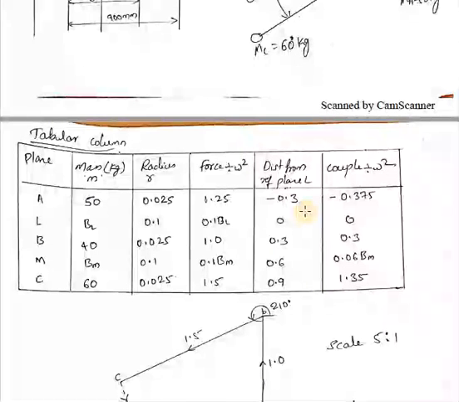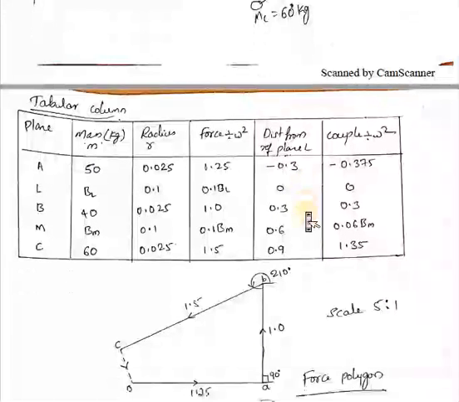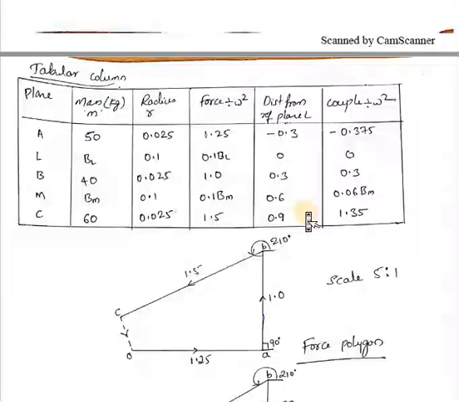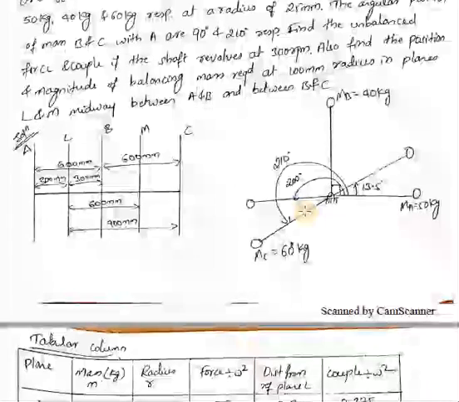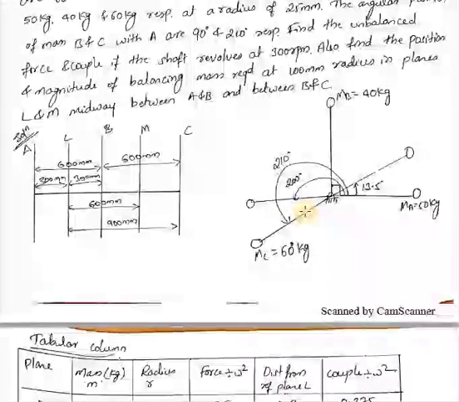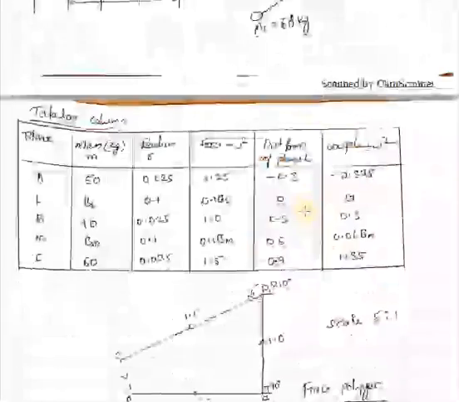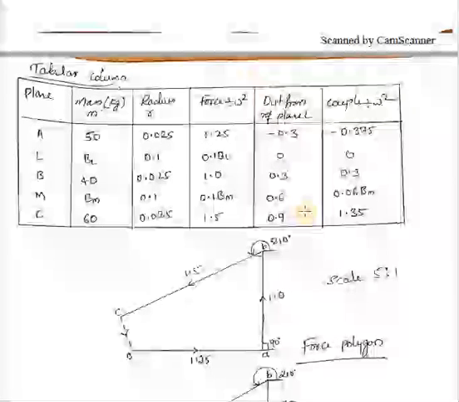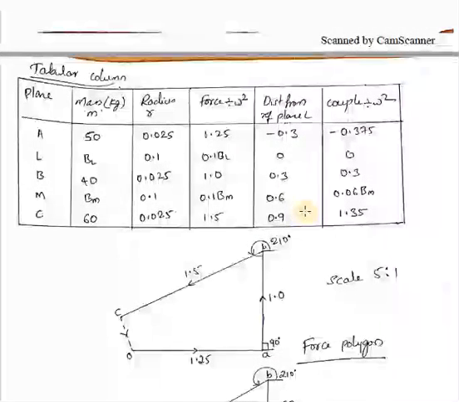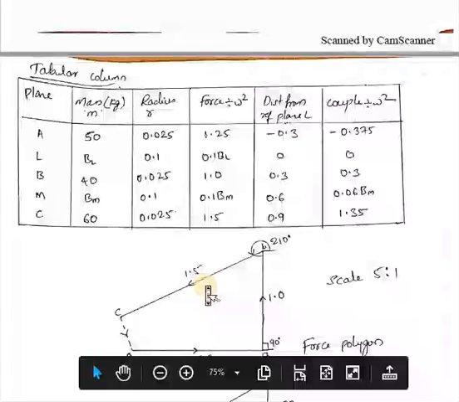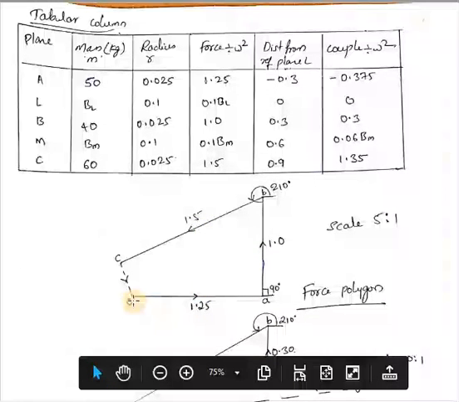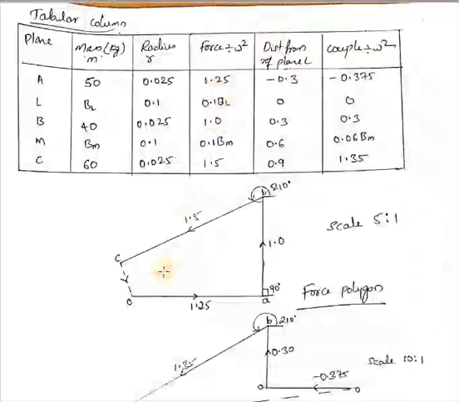So now he asked us to calculate the unbalanced force and unbalanced couple. For that, first we will ignore the balancing planes. So we will consider only A, B, C. With the help of those masses, we will try to construct the force polygon first. So here for the force polygon, first 0.25 should be the magnitude.